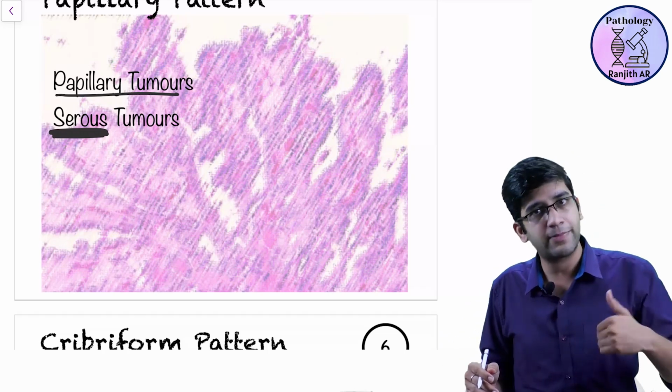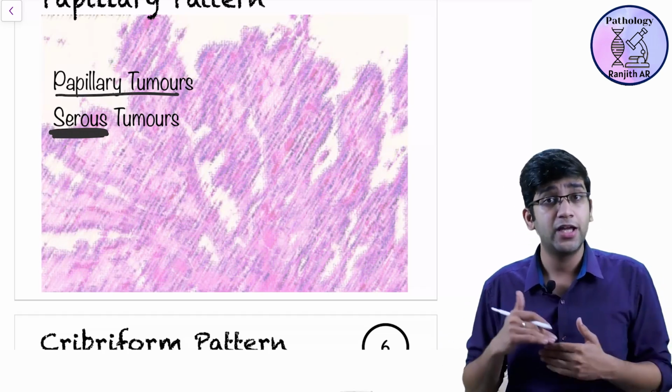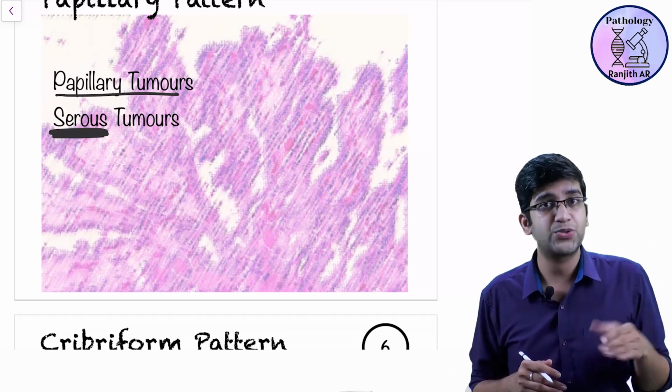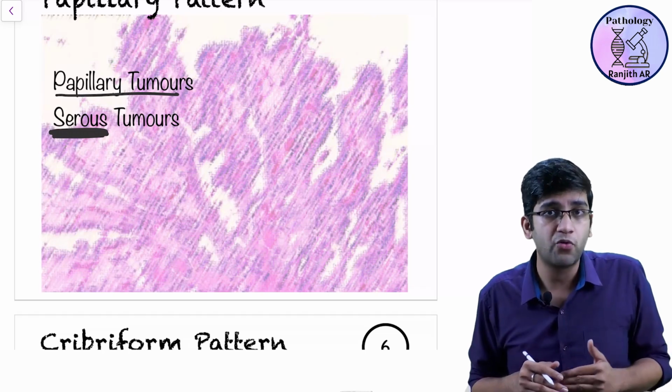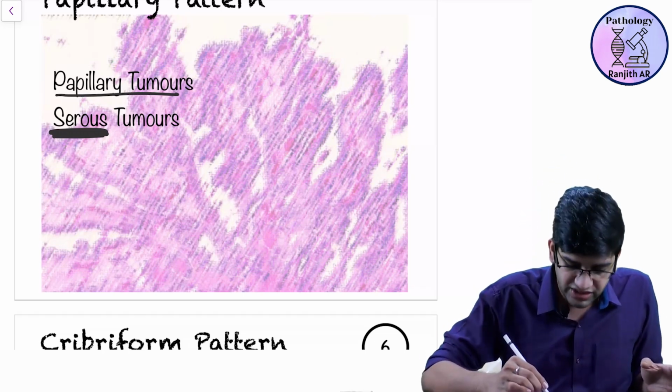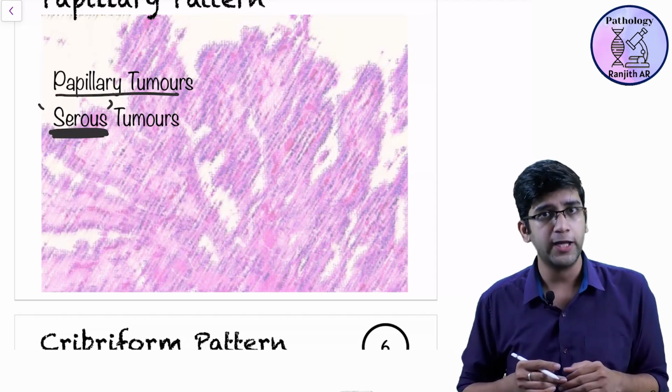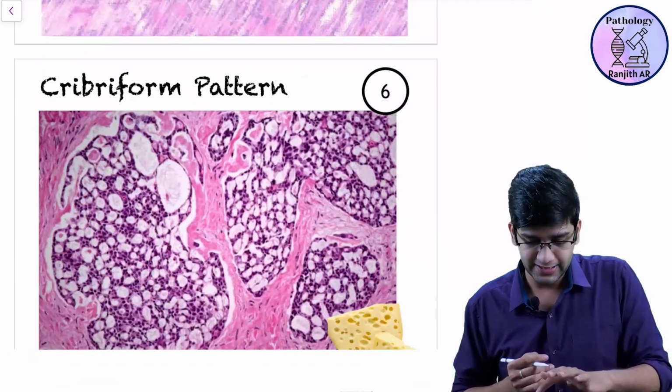Papillary carcinoma of thyroid, papillary carcinoma of breast, papillary carcinoma of kidney, your urothelial papilloma, everywhere papillary pattern. Right? As well as serous. Serous is adenocarcinoma of ovary, endometrium, anywhere. When you see the word serous, microscopy will have papillae. Okay? Next. Sixth, cribriform.